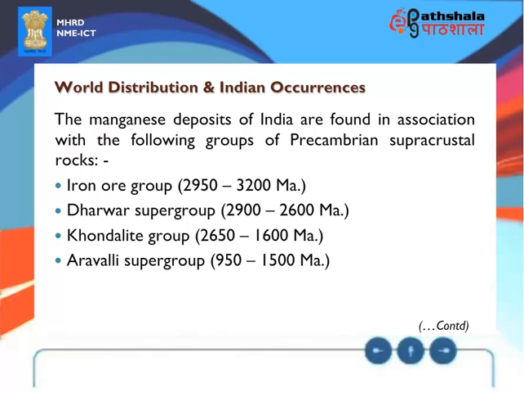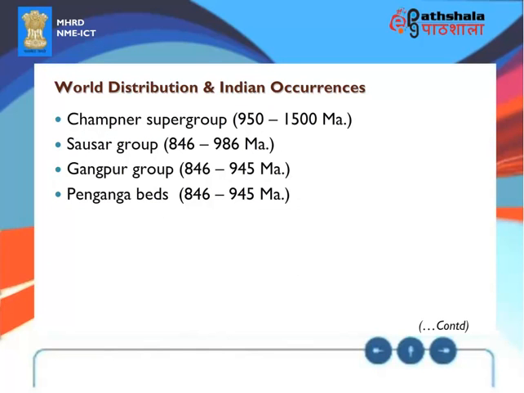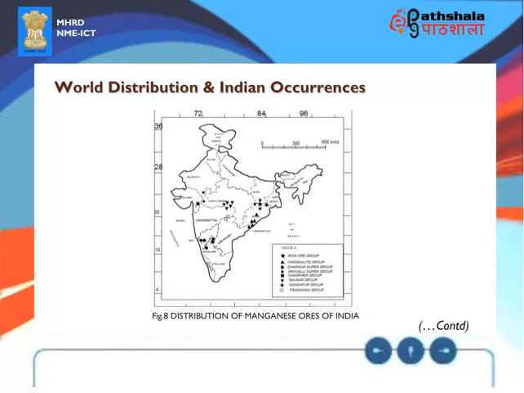World distribution and Indian occurrences. The manganese deposits of India are found in association with the following groups of Precambrian supracrustal rocks: Iron Ore Group 2950 to 3200 million years, Dharwar Supergroup 2900 to 2600 million years, Khondalite Group 2650 to 1600 million years, Aravalli Supergroup 950 to 1500 million years, Chhattisgarh Supergroup 950 to 1500 million years, Sausar Group 846 to 986 million years, Gangpur Group 846 to 945 million years, Penganga Beds 846 to 945 million years. Distribution of manganese ores in India is shown in this map.